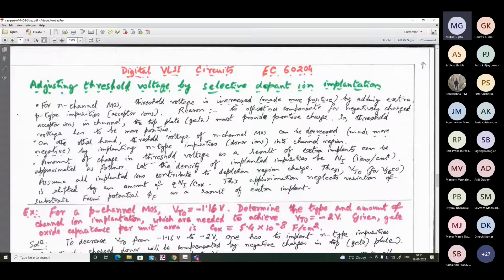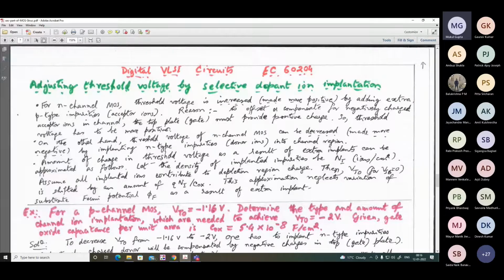What is the reason? That means if you make present acceptor impurities in the channel, it will lead to an increase of the threshold voltage, or the threshold voltage will be more positive. The reason is that to offset or compensate for negatively charged acceptor ions in the channel, the top plate or gate must provide positive charge. That means the threshold voltage has to be more positive.